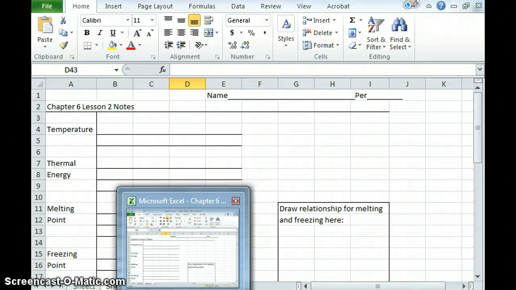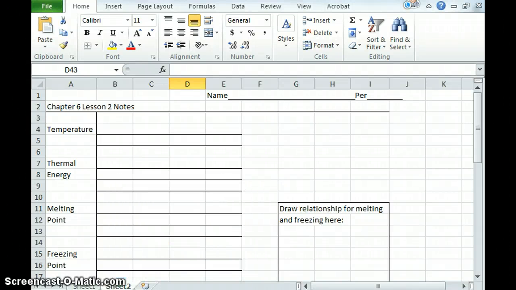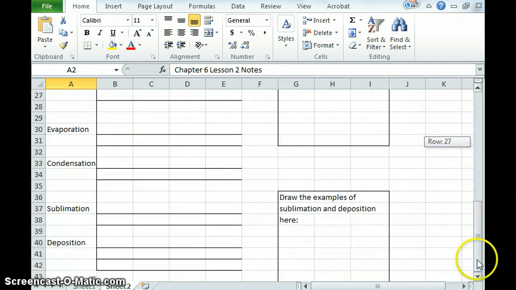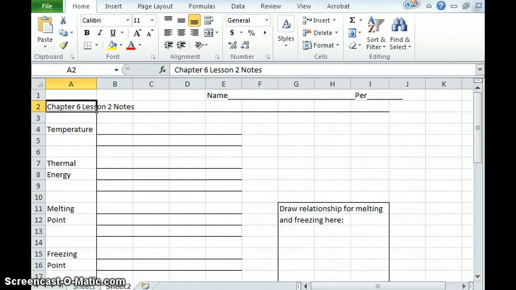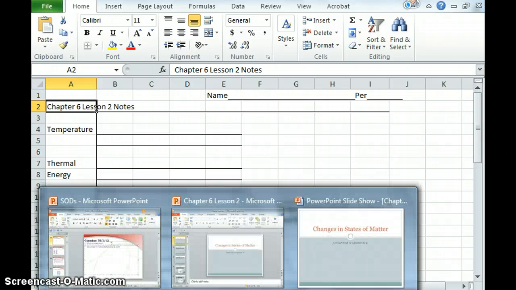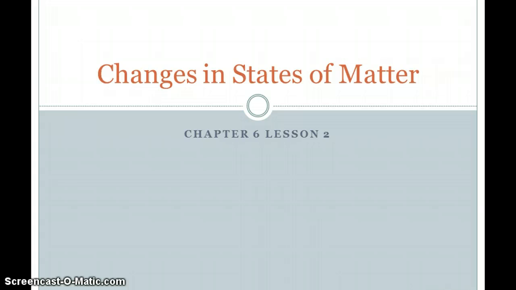Alright guys, so today we're going to be going through chapter 6, lesson 2, and it's a little bit longer of a lesson, so pay close attention and we'll get through it as best as we can. So you should have your chapter 6, lesson 2 notes, and you have just a few pictures to draw, but they're going to be maybe some graphs and stuff, so pay close attention. So let's go to our notes.